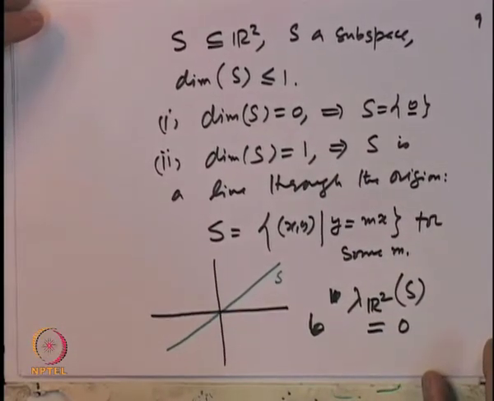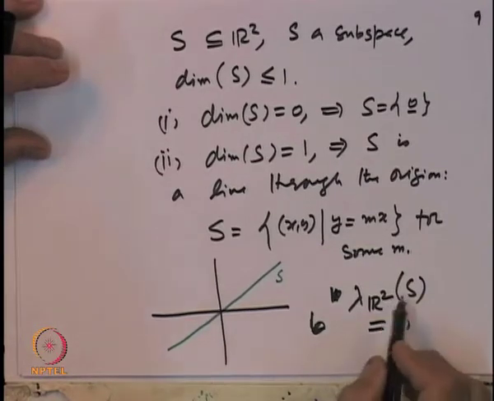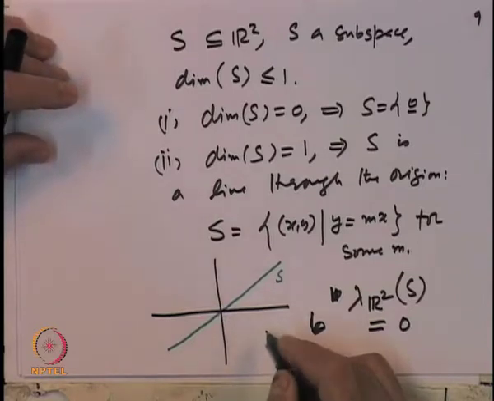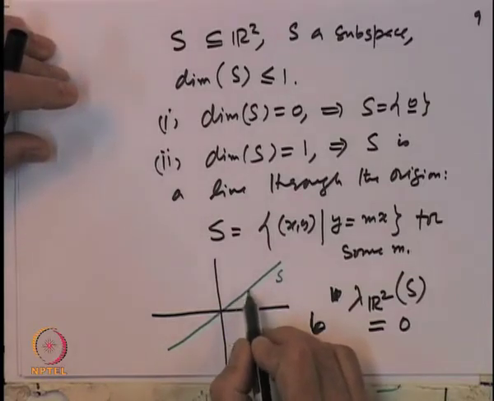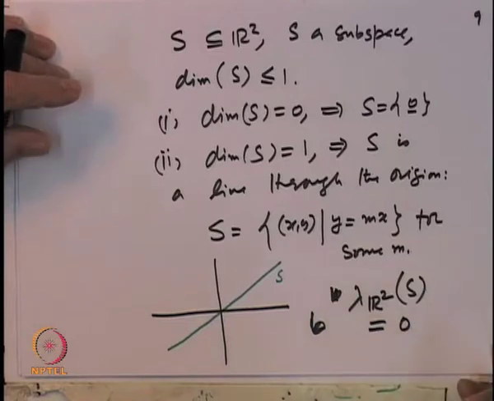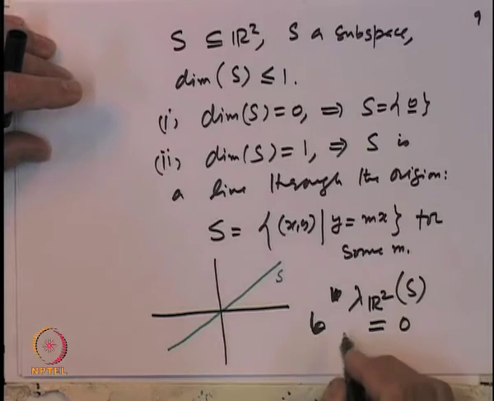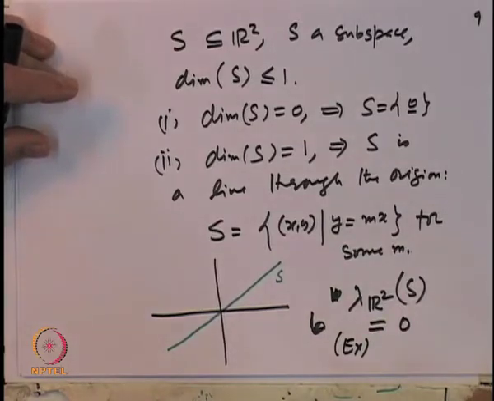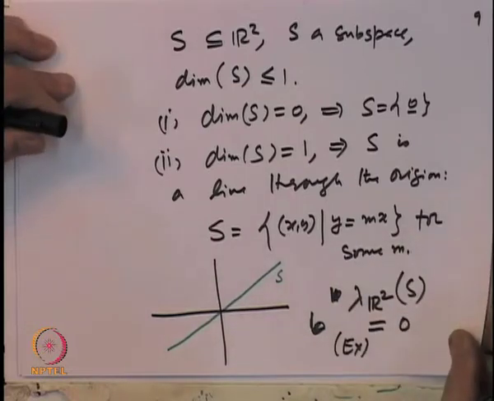There are various ways of proving this. To prove that the Lebesgue measure of any line is equal to 0, what one can do is try to approximate this line by small rectangles. I think this is a good exercise to leave. So, I leave it as an exercise to check that the Lebesgue measure is 0, essentially saying that the area of the line is equal to 0.